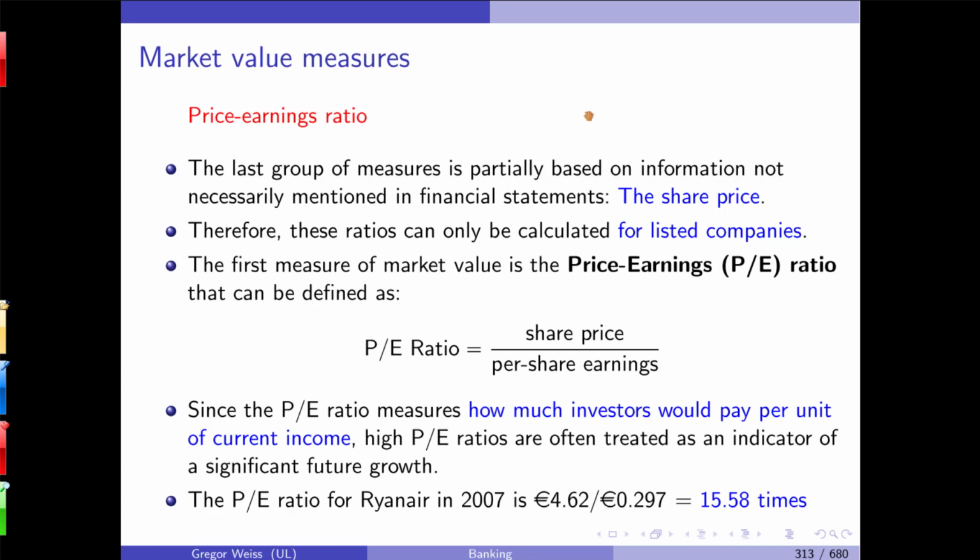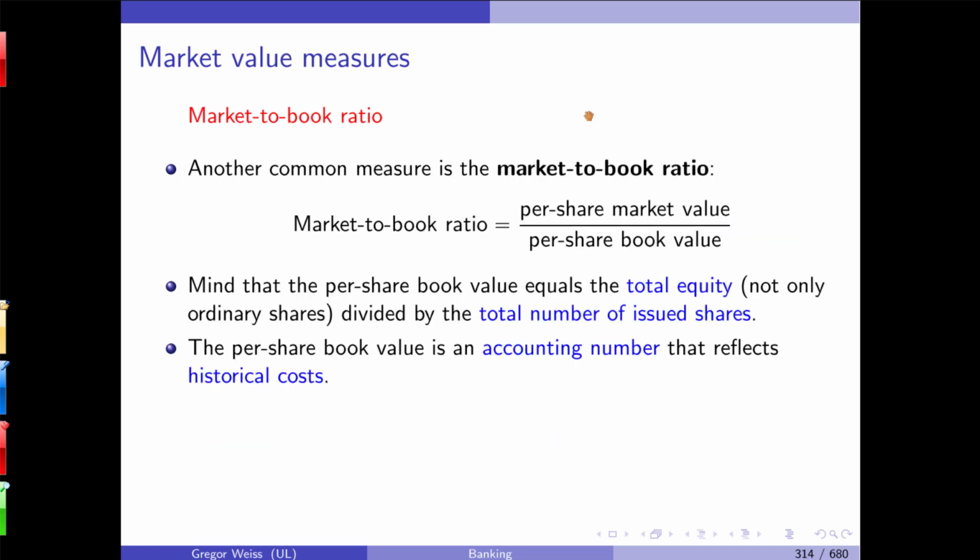And in this case here, 12 years ago, the price earnings ratio for Ryanair was actually 16, quite a high price earnings ratio. And last but not least, market to book ratio. If you take the per share market value and divide it by the per share book value, or total market divided by total book value, you get the market to book ratio.